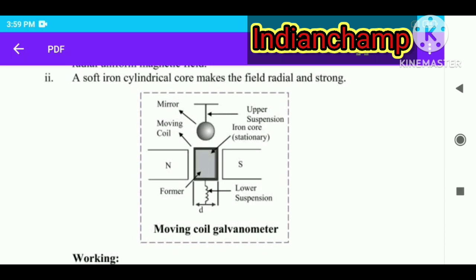Moving coil galvanometer diagram: mirror, upper suspension, iron core, moving coil, former, lower suspension, south and north pole.